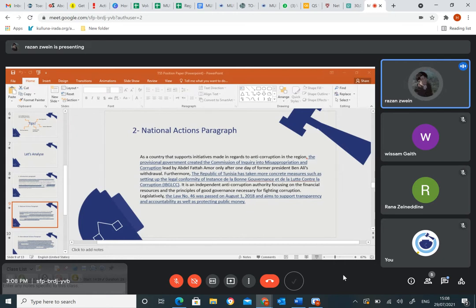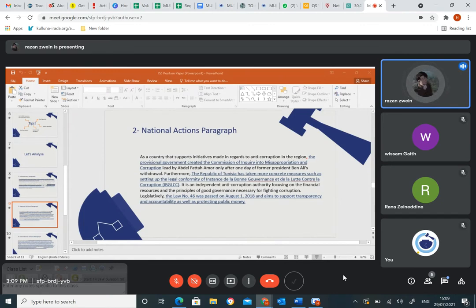All right, so we'll move to the international actions paragraph. The exact same thing as the national actions. However, you have to pay close attention to the fact that it has to do with the outside world. Let's say your country has signed a treaty with another country. Let's say your country has collaborated with an international NGO. Let's say your country has participated in some sort of conference, in, let's say, a UN session, an EU session, anything that has to do with the outside. This is an international action.